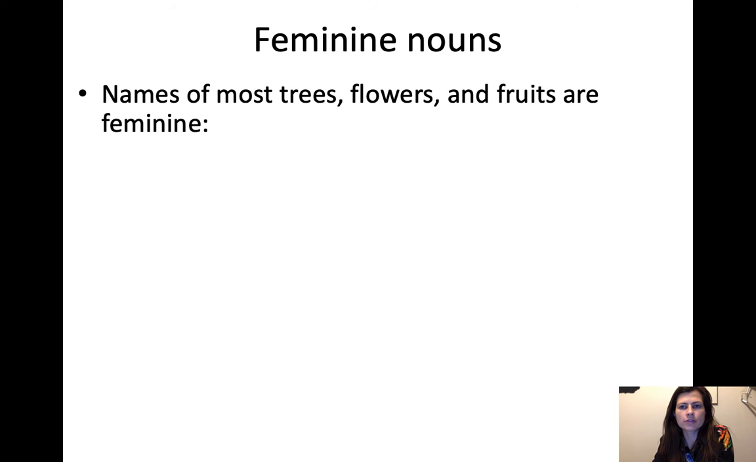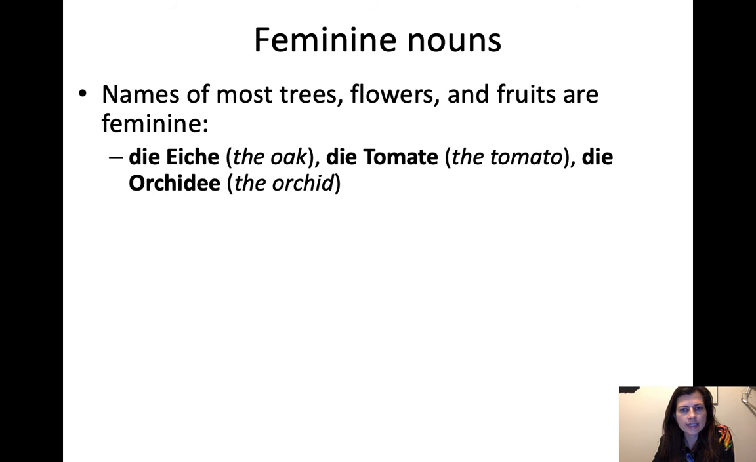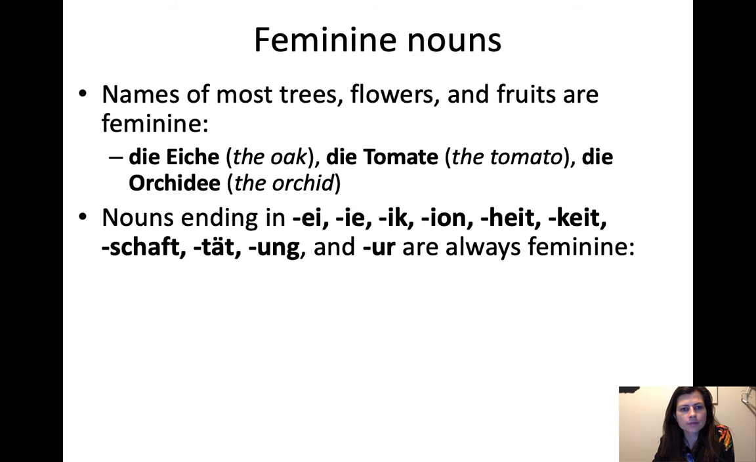And then names of most trees, flowers, and fruits are feminine, die Eiche, die Tomate, die Orchidee. And then tons of noun endings here are feminine, probably more than the other two genders. You have these predictable endings. So ik, like Musik, tons of nouns like the tion, just endless nouns with that ending. Heit and keit, also very common. Schaft, like Freundschaft, friendship. Tät, like Universität. Tons of nouns, and then ur, also quite common.